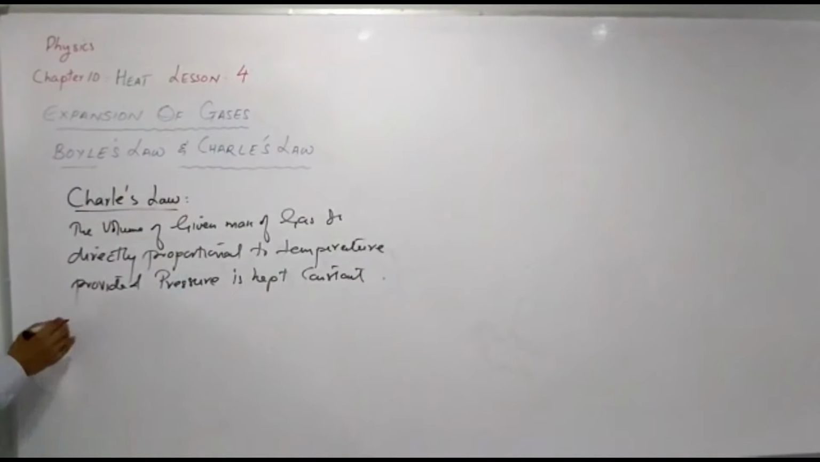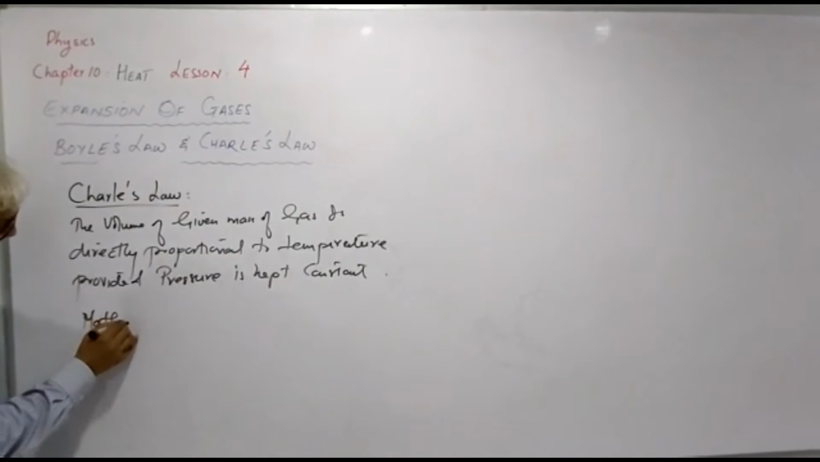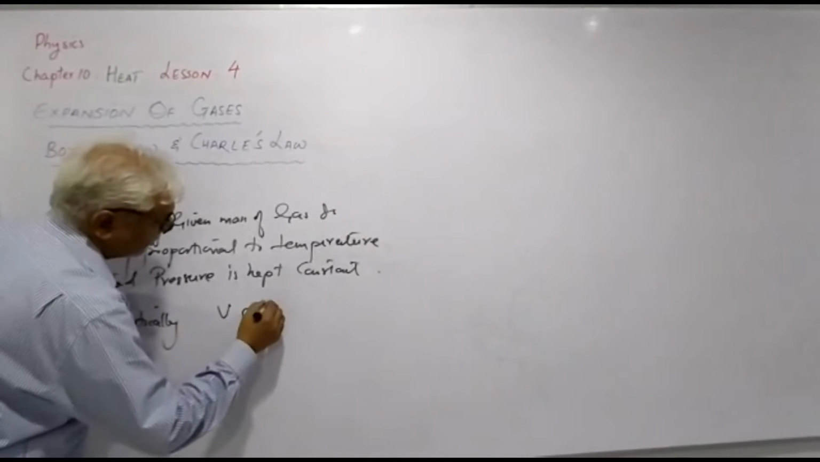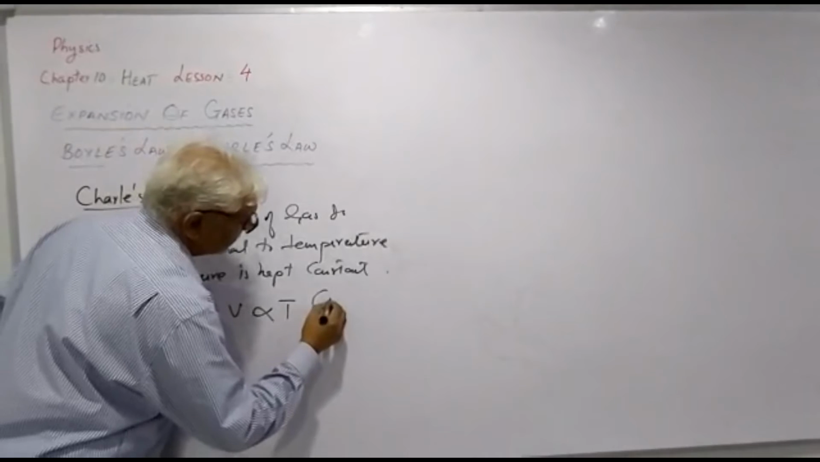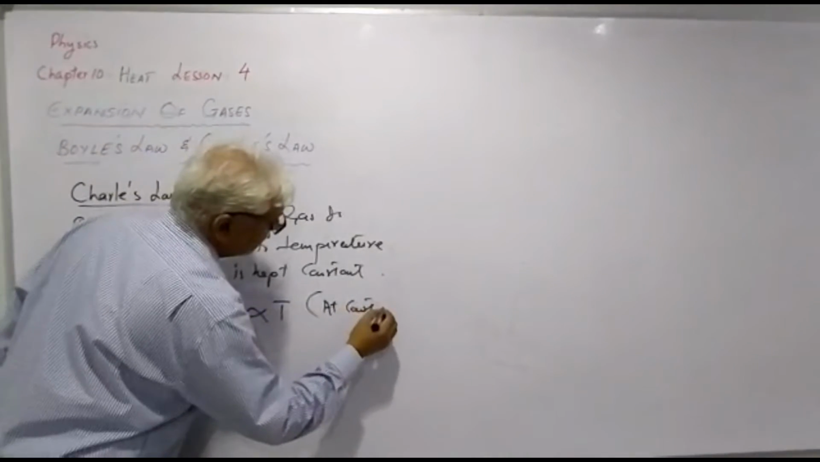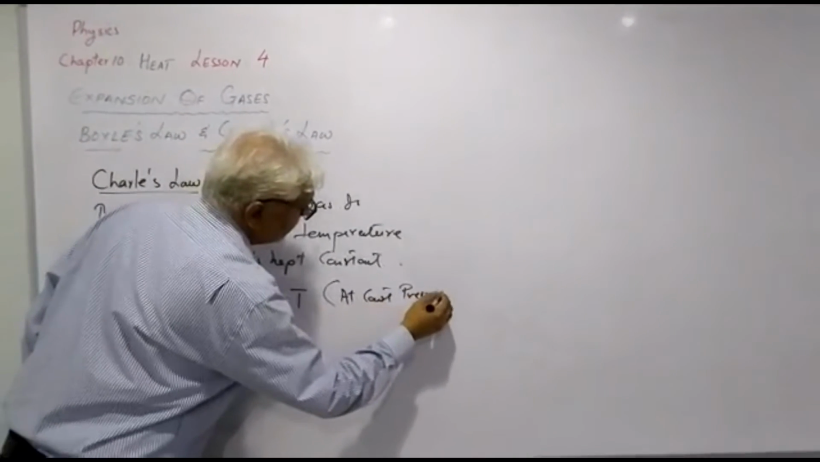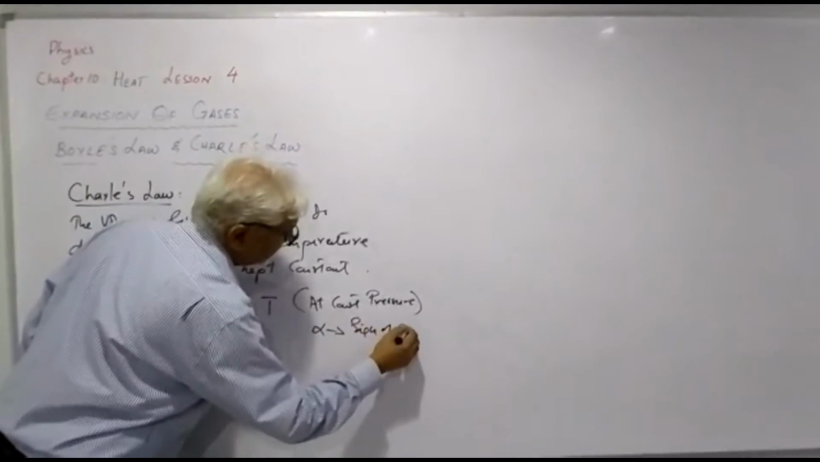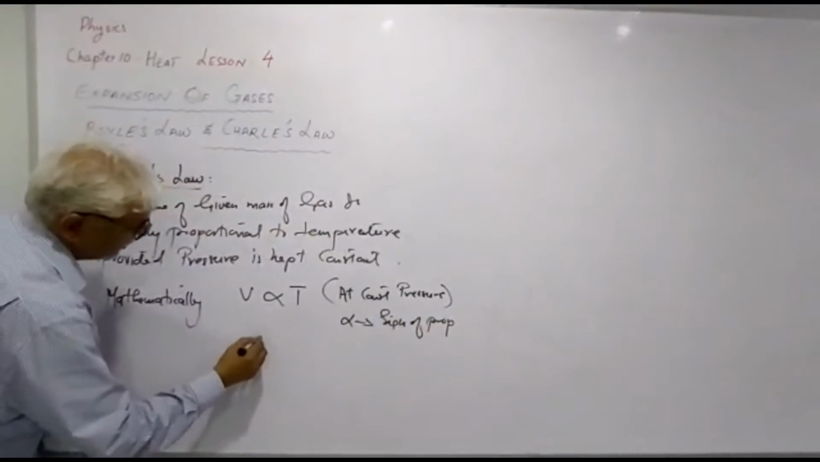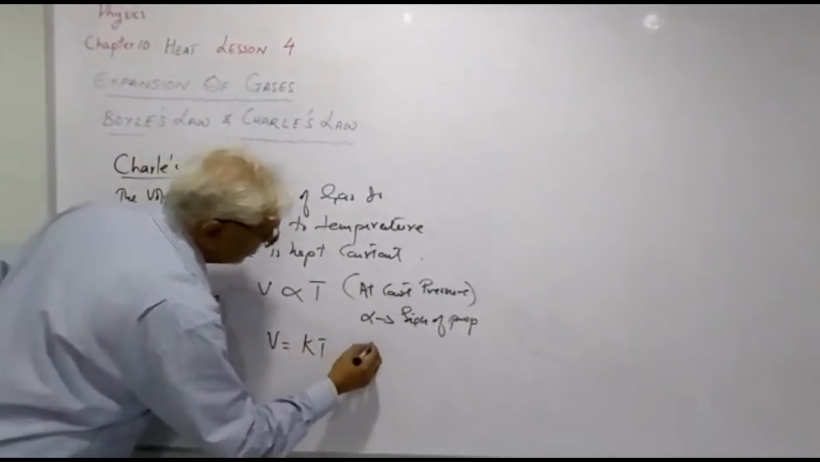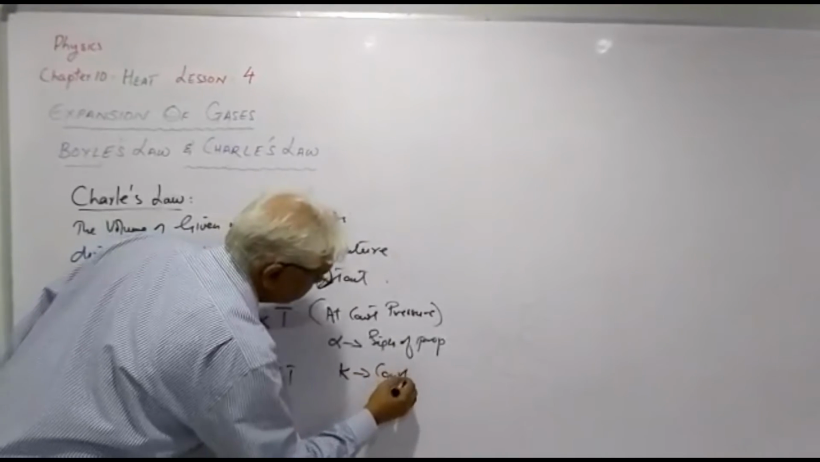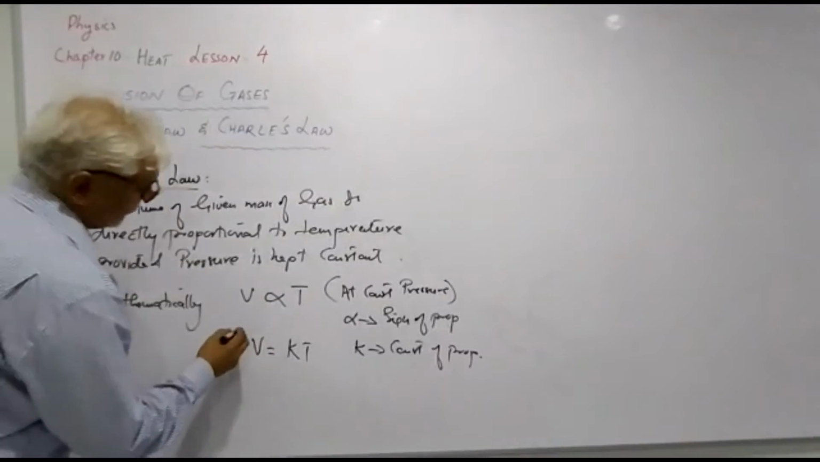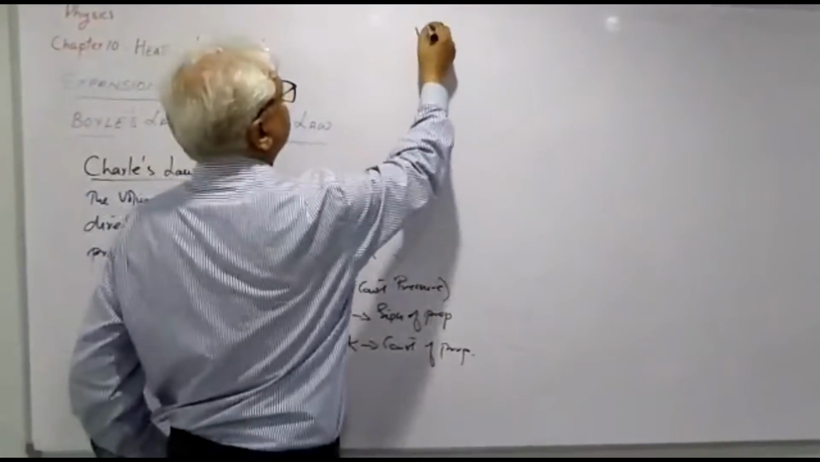So mathematically we can say that volume is directly proportional to temperature. This is at constant pressure, and alpha is the sign of proportionality. When I remove this sign of proportionality, I'll get kT. K is your constant of proportionality. So you can write this down as V equals kT.